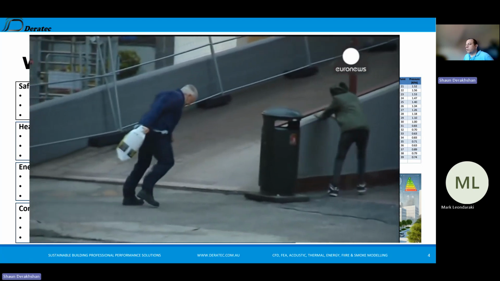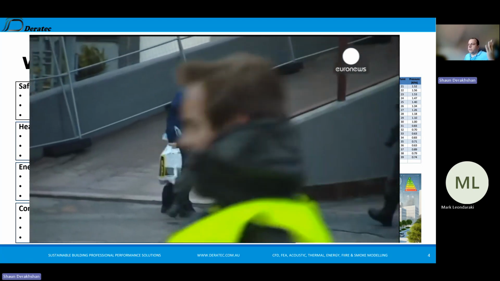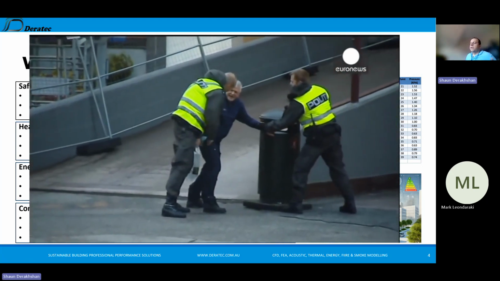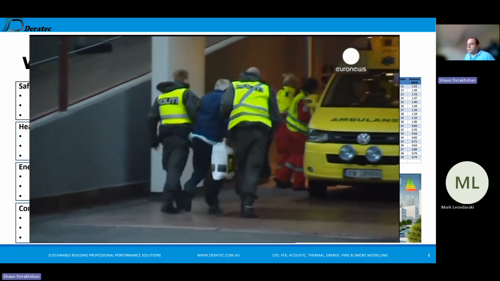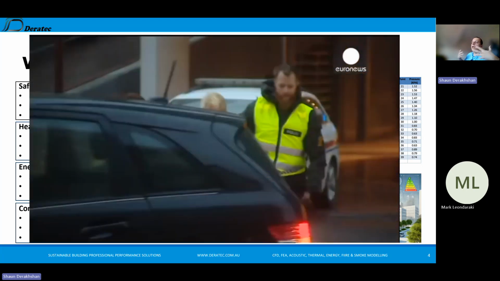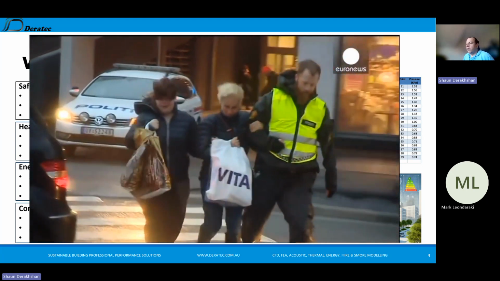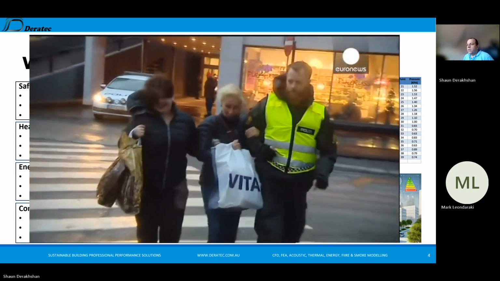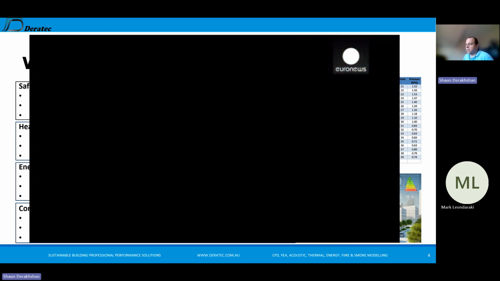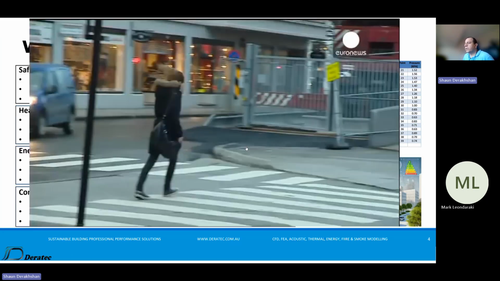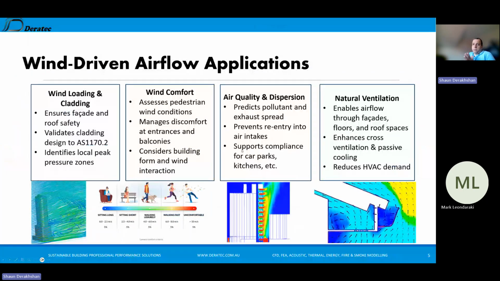I also experienced this when I was going to the doctor in Castle Hill, whenever I try to cross through the towers in Castle Hill. Again, I feel a lot of wind pressure on my face, and you can see that when they designed the building, they didn't consider that. So this short video will be available in the recording. So this is how important it is that we consider wind.